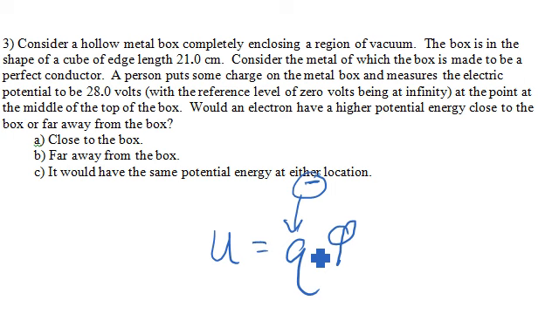So would an electron have a higher potential energy close to the box or far away from the box? Far away from the box. Up to the point where it's an infinite distance away from the box, where it would have 0 potential energy, the highest possible value of potential energy, higher than the minimum possible value, which is minus 28 volts. Alright, that's it for this video in which I go over the in-class quiz on Chapter 7.